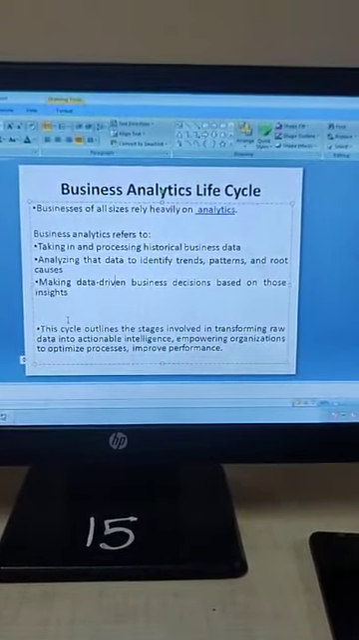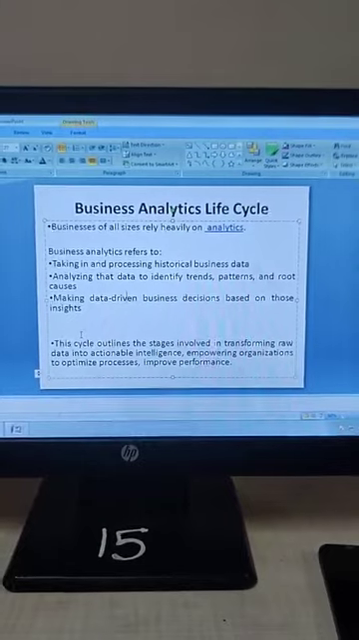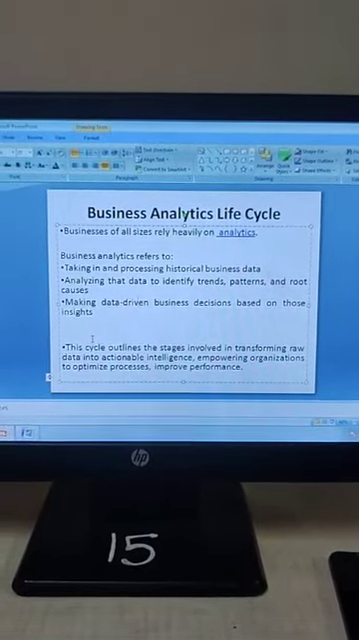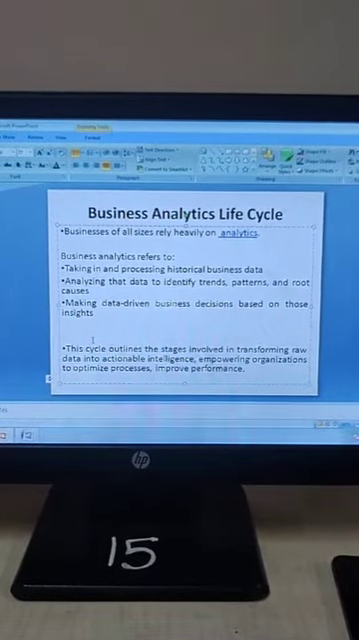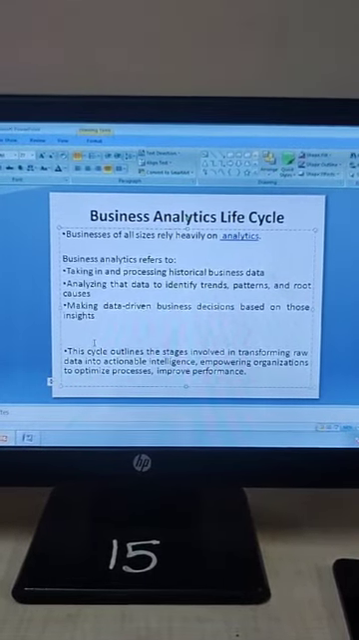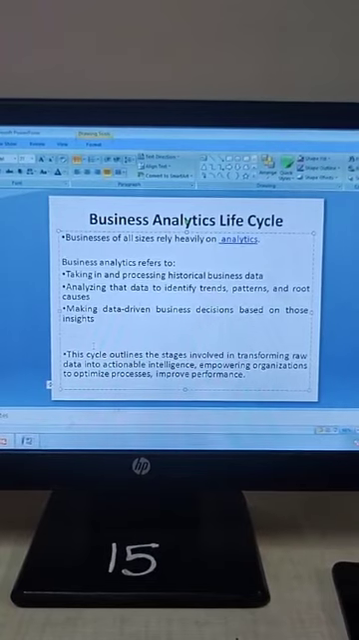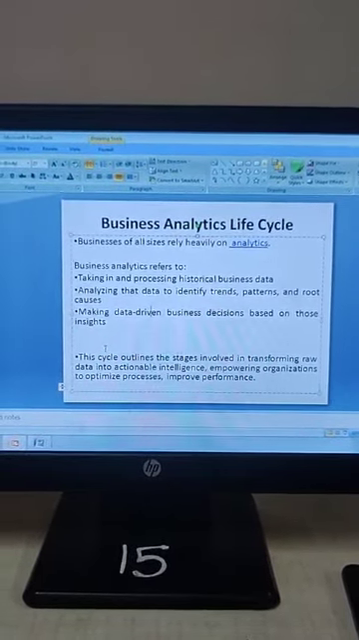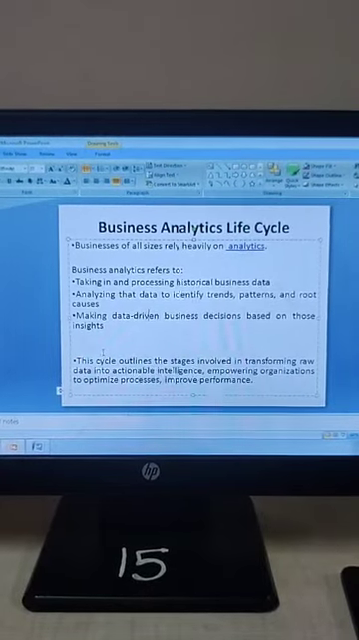Now, let us move on to the business analytics life cycle. I repeat the definition of business analytics: we turn our raw data into business decisions. This is the actual definition of business analytics.